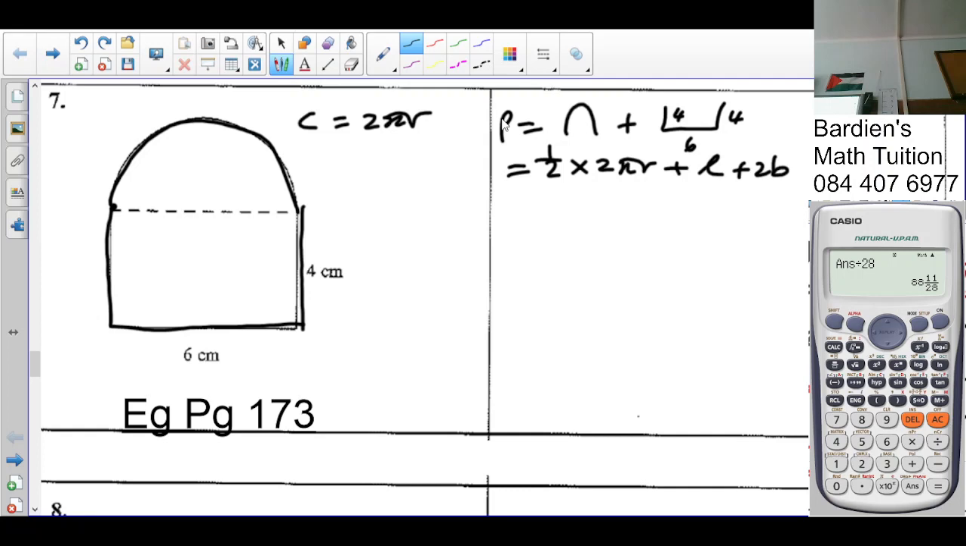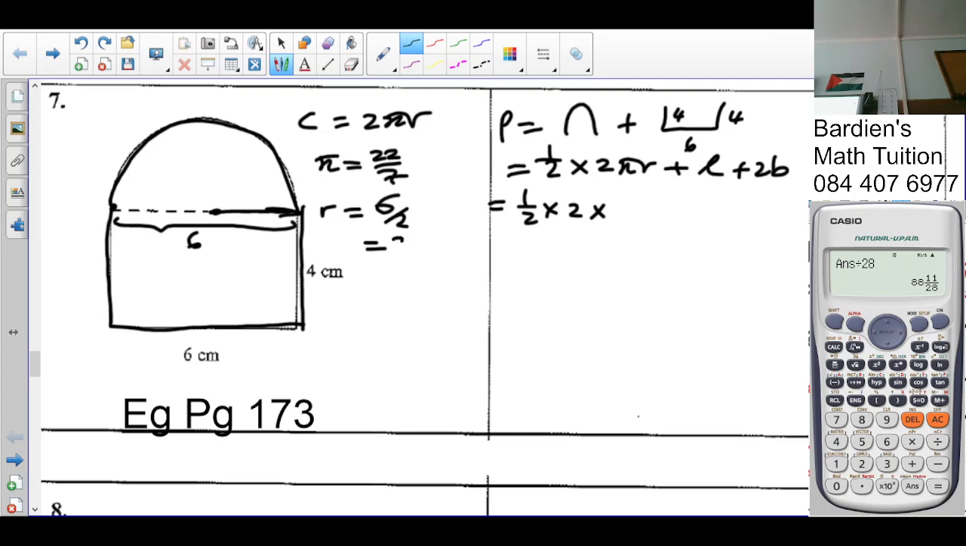Okay? So it's going to be half, 2 times, what is pi? Pi is 22 over 7. Did we say that is exactly pi? No, it's an approximation of pi. And I explained to you already what pi is. What is the length of the radius from center to circumference? What is the length of the diameter? 6. So what's the length of the radius? 3. We can say 6 over 2, which is 3.